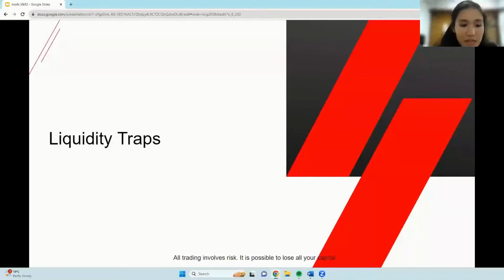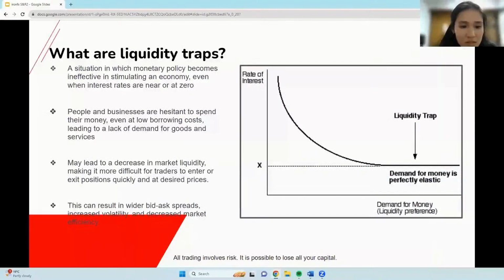Okay, now let's take a look at liquidity traps. So what exactly is a liquidity trap? It's basically a situation in which monetary policy becomes ineffective in stimulating the economy, even when interest rates are near or at zero. This occurs because people and businesses are hesitant to spend their money, even at low borrowing costs, leading to a lack of demand for goods and services.